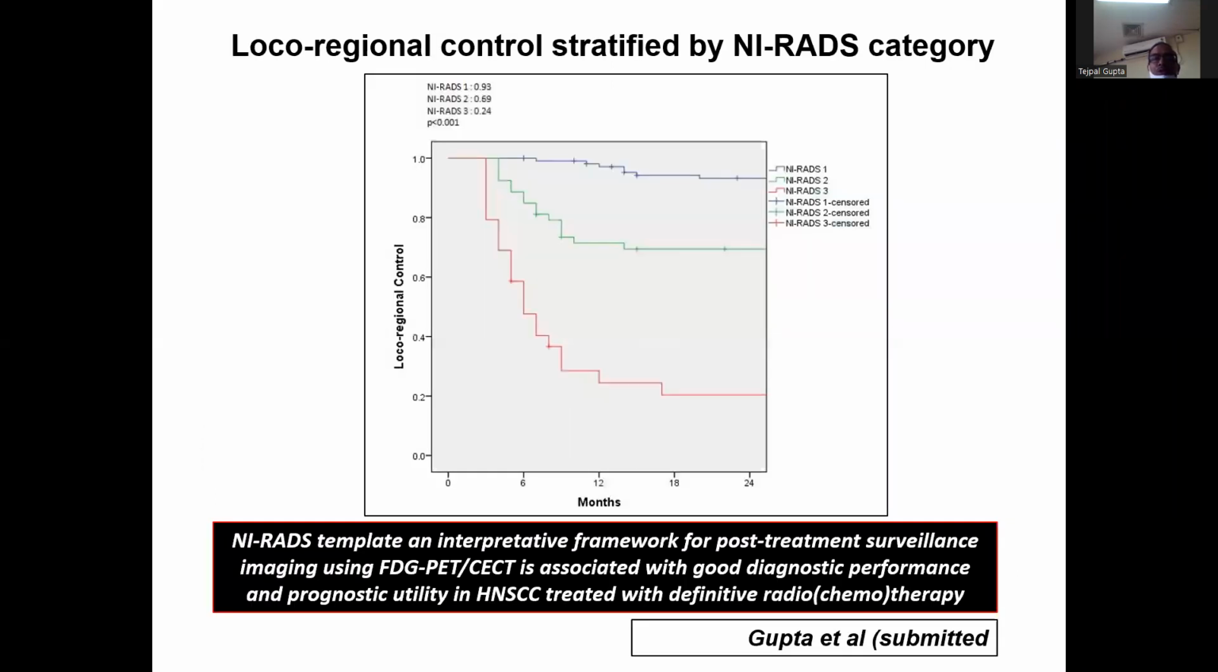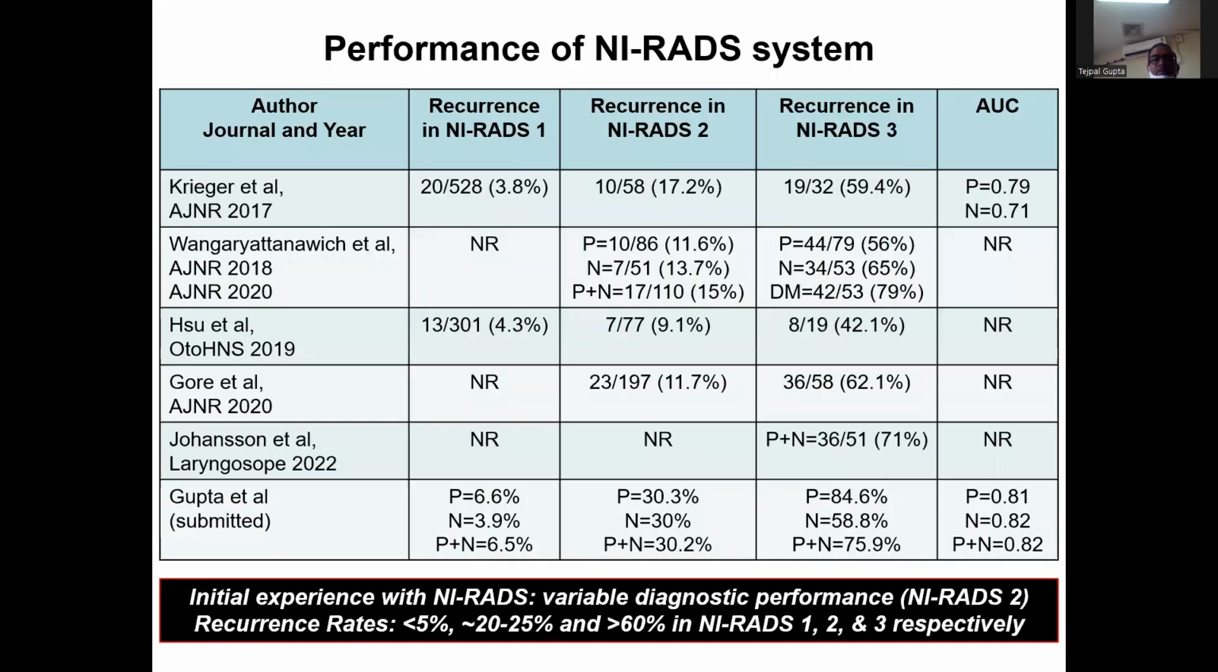If we look at loco-regional control stratified by NIRADS category, of course NIRADS 1 had the best loco-regional control, and NIRADS 3 had the worst outcomes. So what we conclude from this was that the NIRADS template, which is an interpretative framework for post-treatment surveillance imaging using FDG PET CECT, is associated with good diagnostic performance and also has prognostic utility in head and neck cancers treated with definitive chemoradiotherapy.